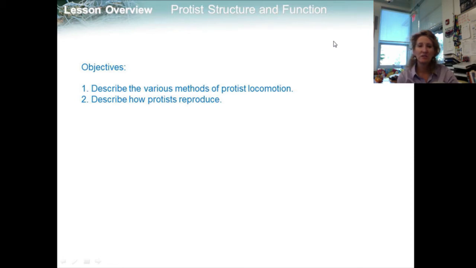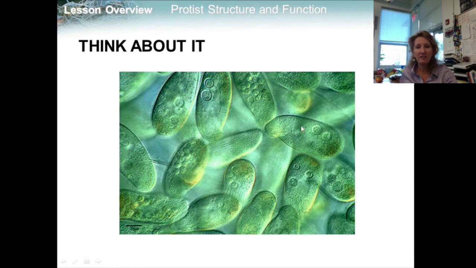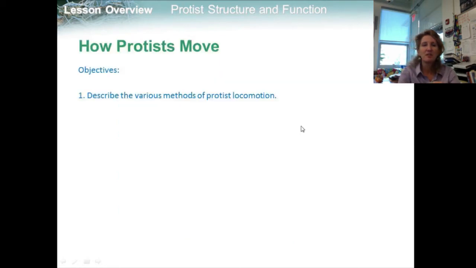locomotion and also describe how protists reproduce. First, let's think about it. Protists move, sense the environment, digest food, and even reproduce, all within the confines of a single cell. Imagine what each such cell would have to be like to succeed in the never-ending struggle for life on Earth. And protists are the winners in that struggle. So our first objective is to describe the various methods of protist locomotion.